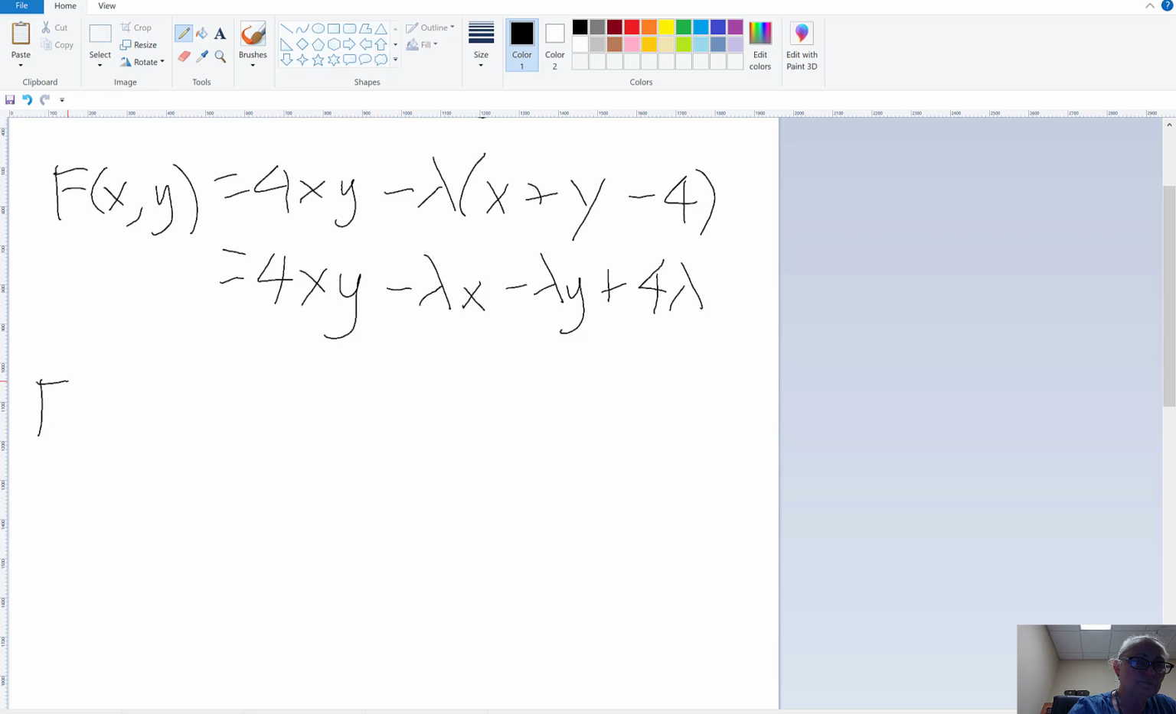So using x as a variable, treating everything else as a constant. Well, if x is the variable, 4y is the coefficient, so there's 4y. If x is the variable, minus lambda is the coefficient, and then there's no x here, so that's a constant, the derivative is 0. No x here, that's a constant, the derivative is 0. So this is our first order partial derivative with respect to x. Now we'll do it with respect to y.